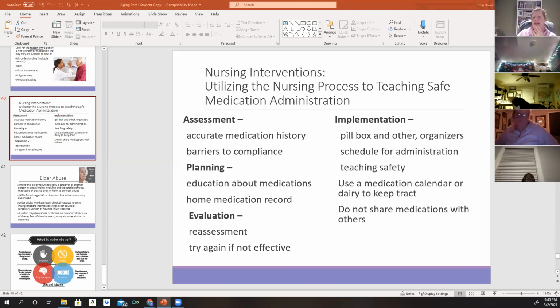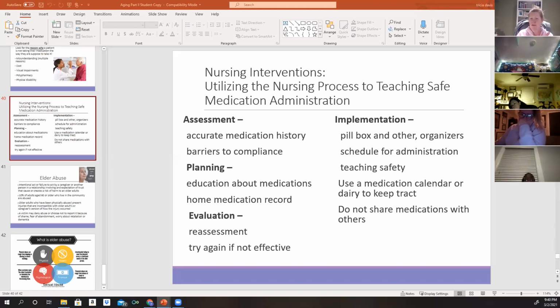Implementation, so we can encourage our older adults to use a pill box and other types of organizers. Pill boxes are great. If they just take pills once a day, you can just get one for 5 or 7 days a week. If they have morning, evening, and afternoon pills, they have pill boxes for them. They also have them for morning and evening pills.